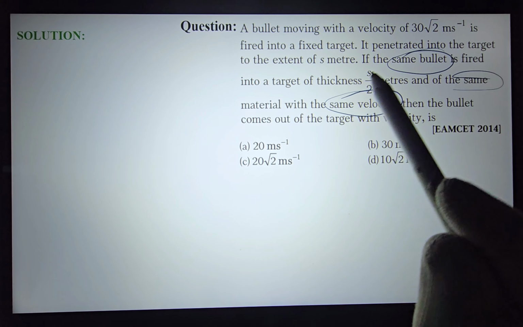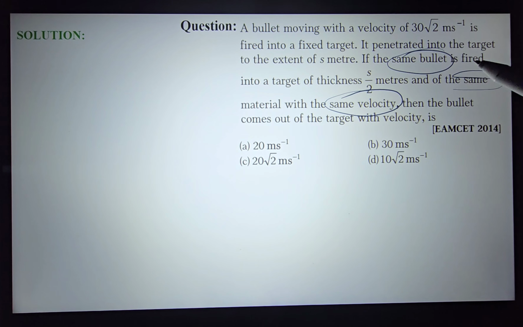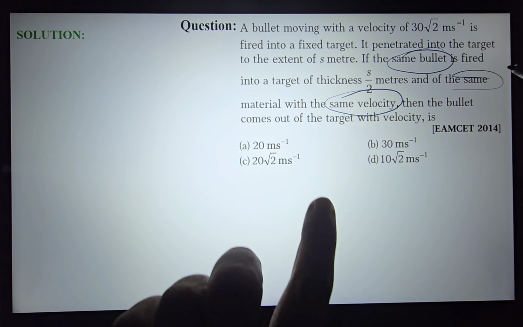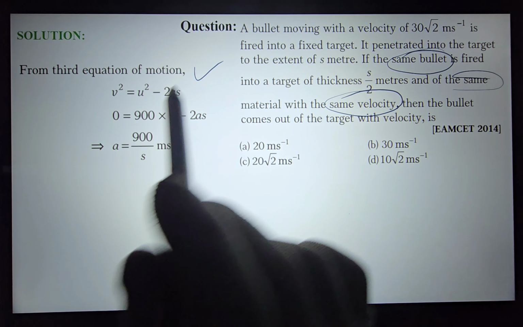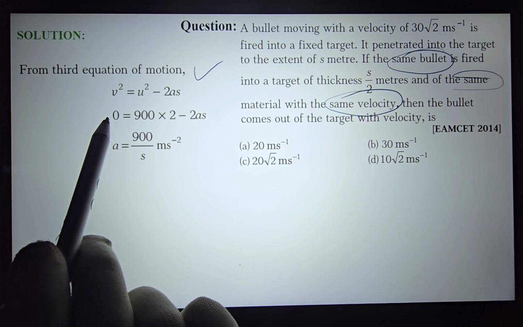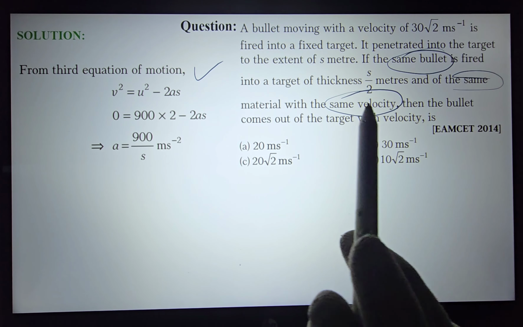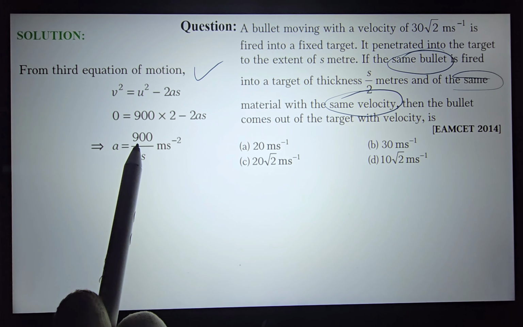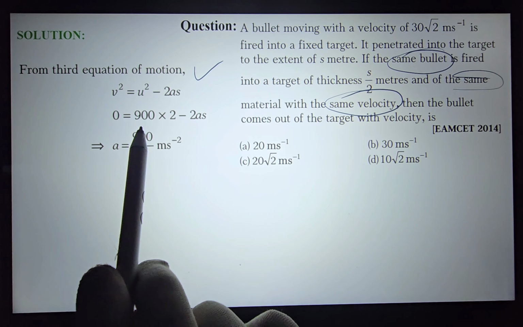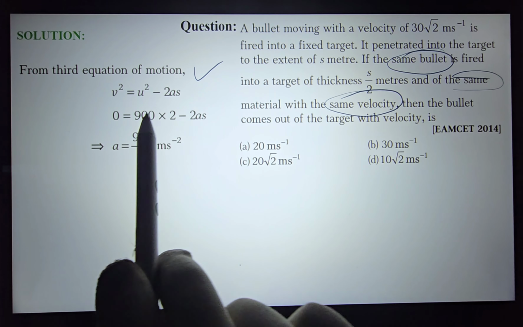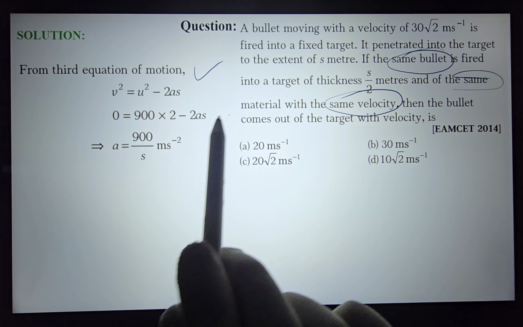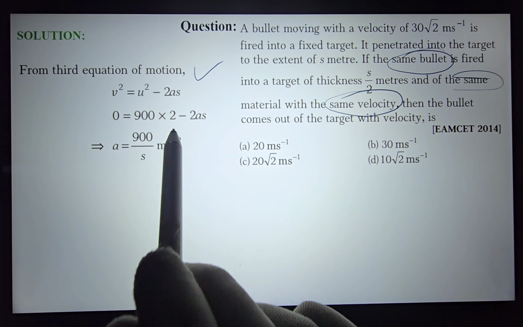Given u is equal to 30 root 2. What we have to do is calculate the acceleration. We have already used the equation v square is equal to u square minus 2as. From there you have to calculate the acceleration. So v square is equal to u square minus 2as. V square is 0 because the final velocity is 0. U is given as 30 root 2, so 30 root 2 whole square comes out to be 900 into 2, minus 2 into a into s. So you can say a is equal to 900 upon s meter per second square.